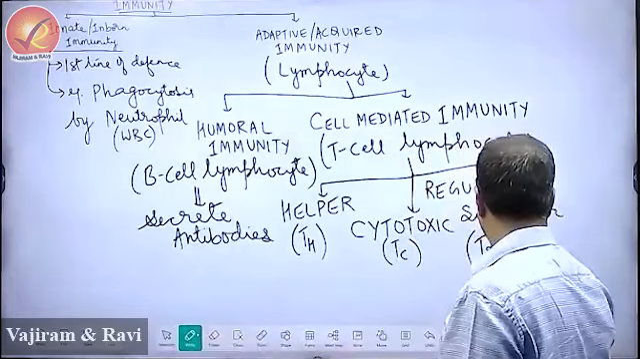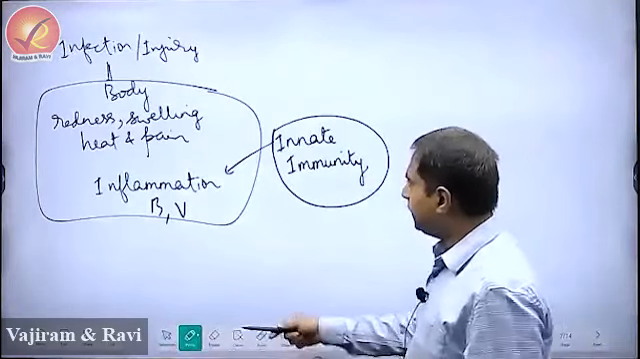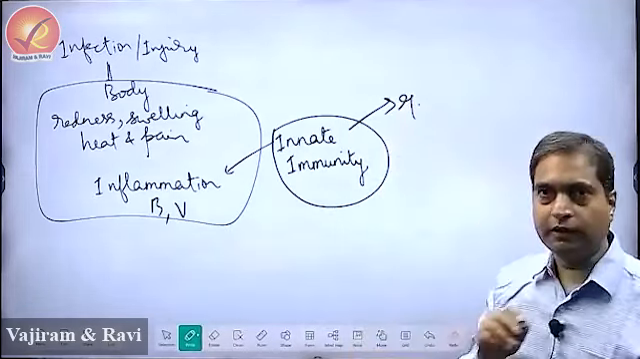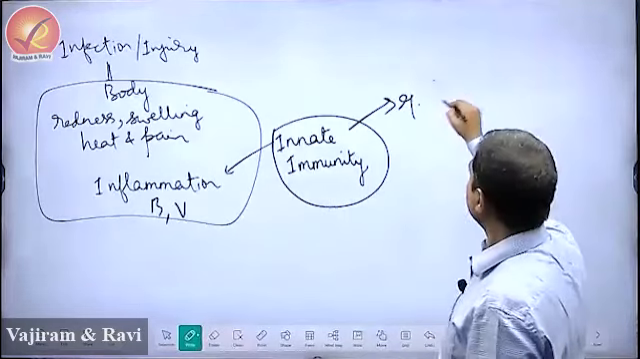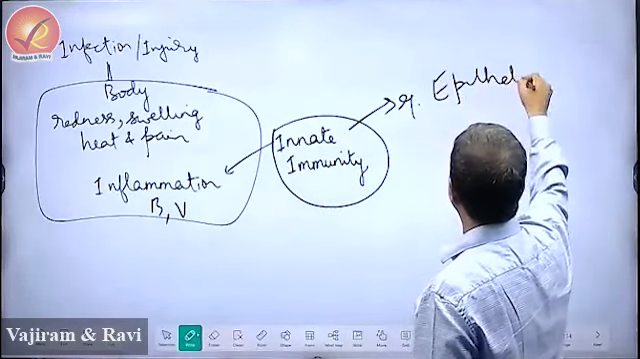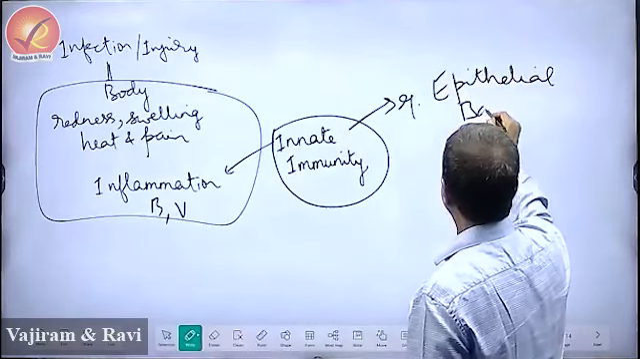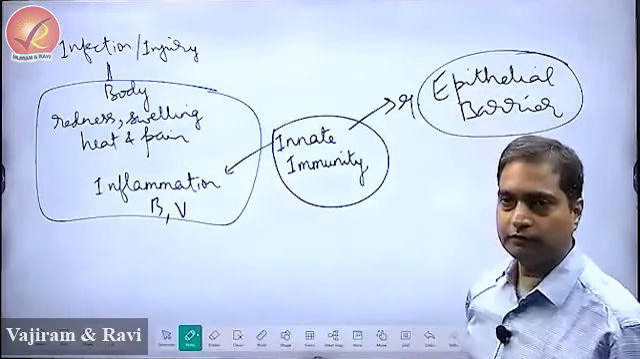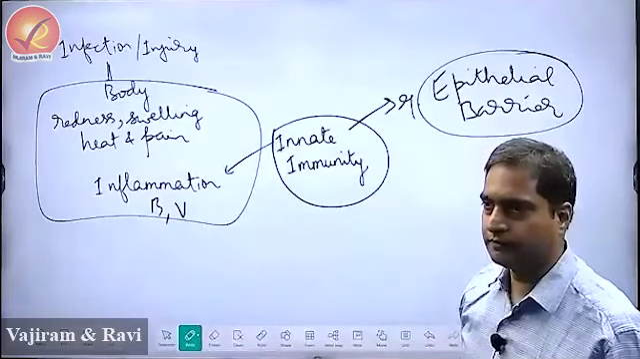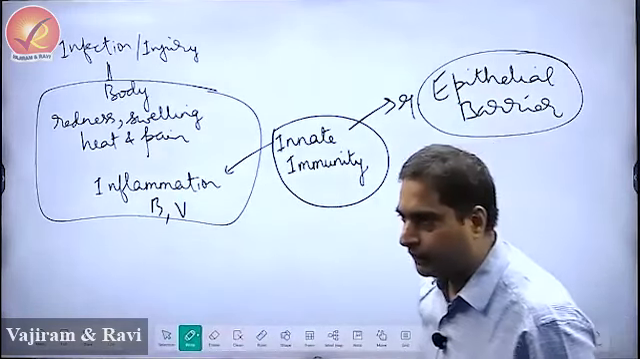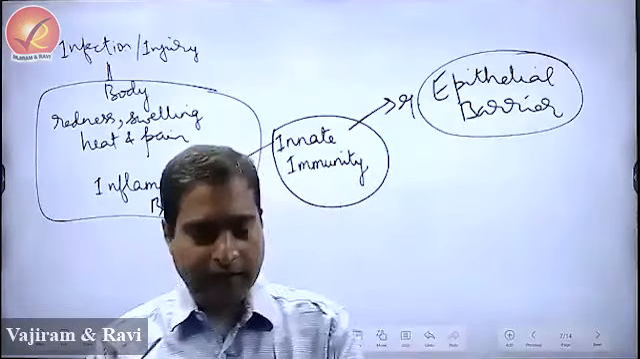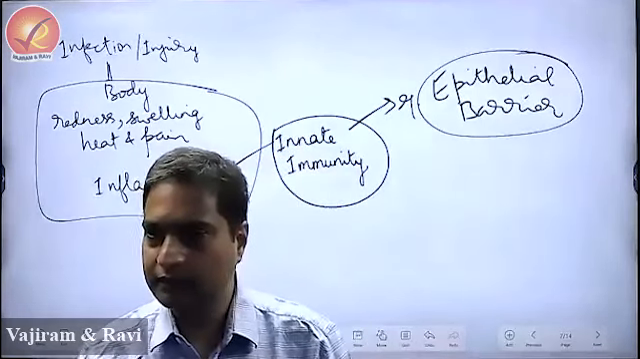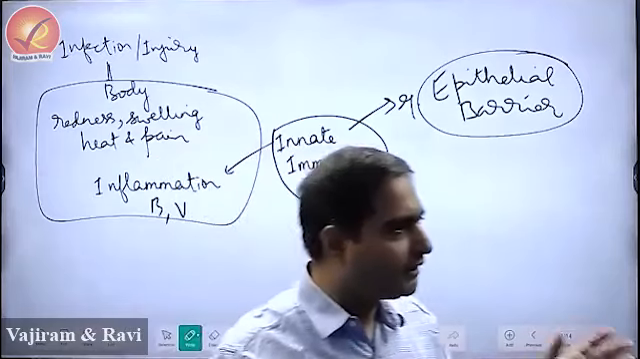Now this innate immunity, other examples. The most important example is your epithelial barriers in your body. So for example, through your intact skin, any bacteria or virus cannot gain entry. It has to be broken skin. Then only any bacteria or virus can gain entry.